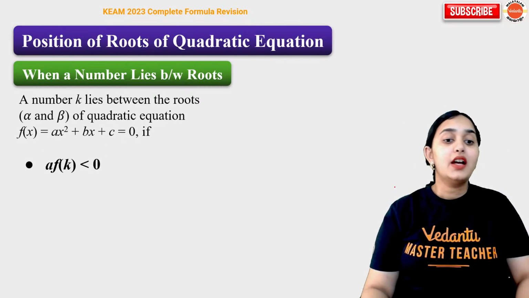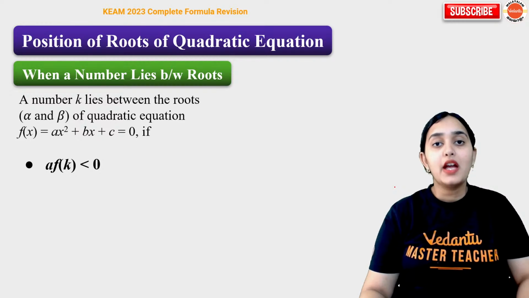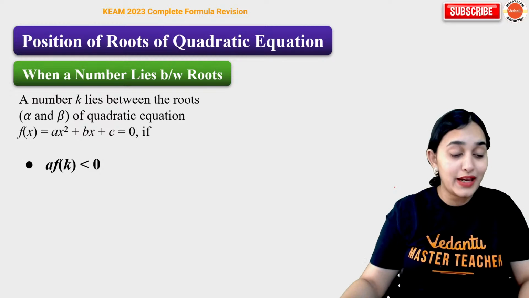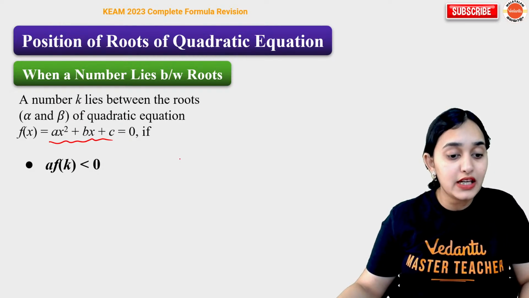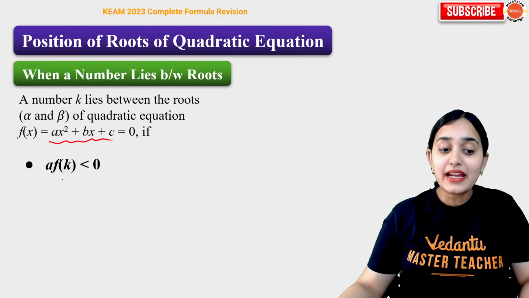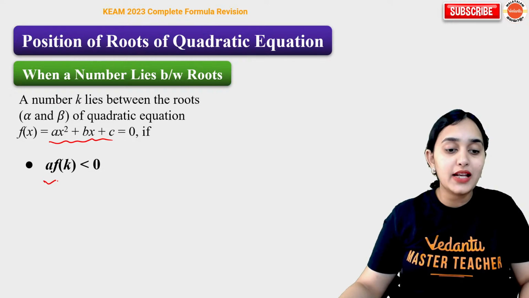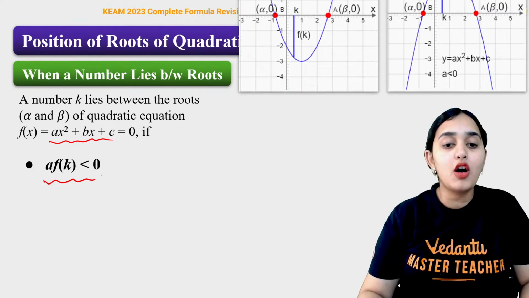Great. Next is position of the roots in a quadratic equation. If a number k lies between the roots alpha and beta of the quadratic equation given in standard form ax square plus bx plus c is equal to 0, then a into f of k is less than 0. This is the formula to identify whether k lies between the roots or not.